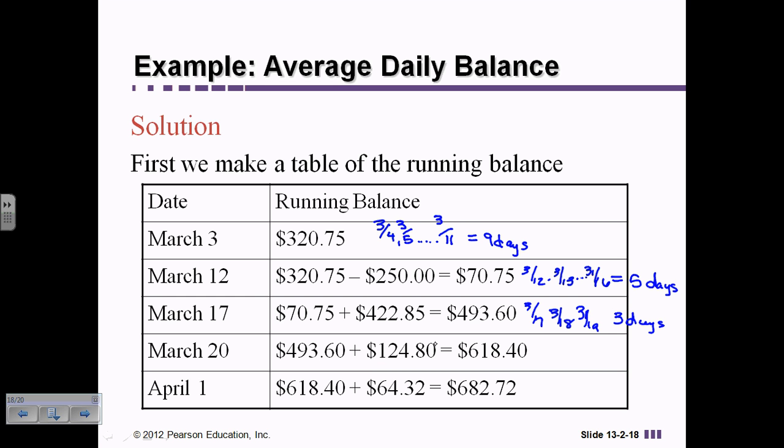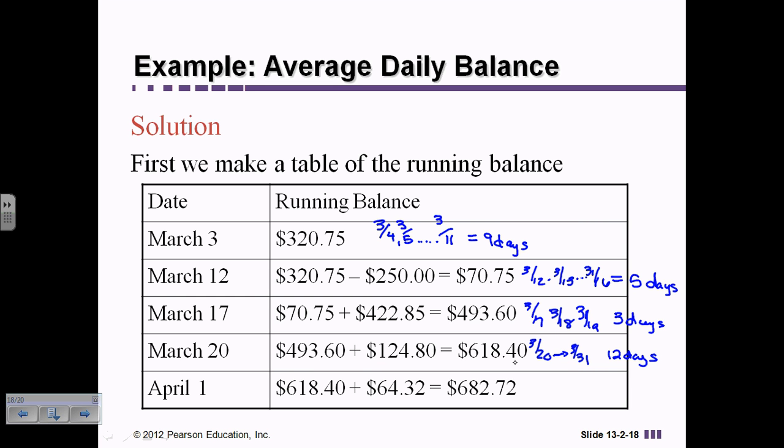On March 20th, I make another purchase of $124.80. So on the 20th, all the way to March 31st, which is 12 days, I have a balance of $618.40.